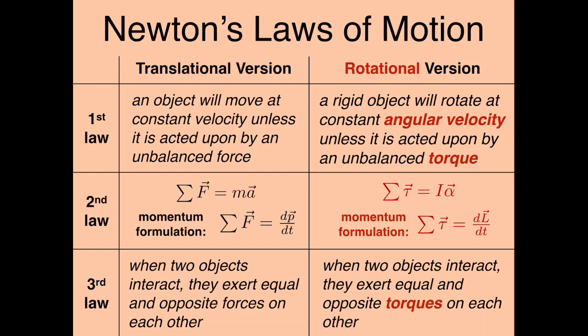Okay? Now, the third law, just to complete the list, says that when you have two objects interacting, they exert equal and opposite forces on one another. That's the third law for translation. It turns out there is an exactly analogous statement for rotation, which says when two objects interact, they exert equal and opposite torques on each other as well. So that's the big picture as far as the translational and rotational versions of Newton's laws. And again, the result we just derived fits in right there in this overall picture.